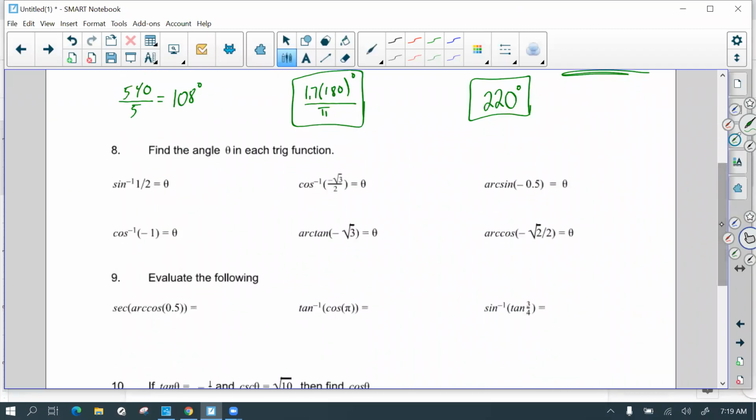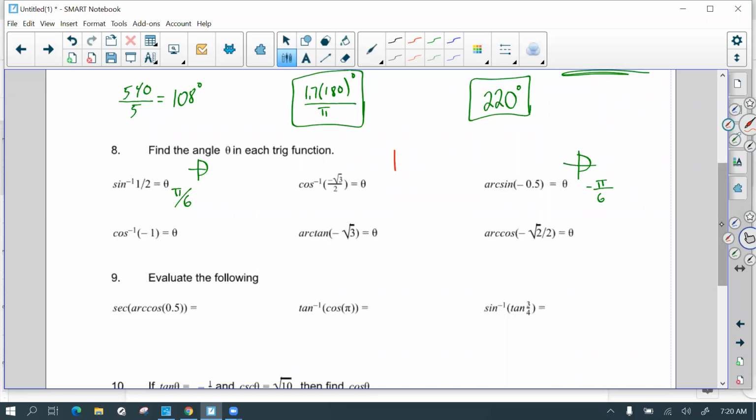Inverse functions. These next 6 are inverses. For sine, you are only going to accept angles in this range. So what angle has a sine of 1/2 in that range? Pi over 6. And here's another sine. So what angle has a sine of -1/2 that's in the required range? And that is negative pi over 6.